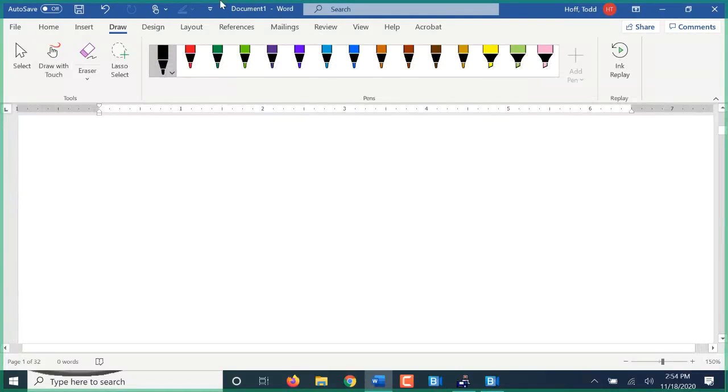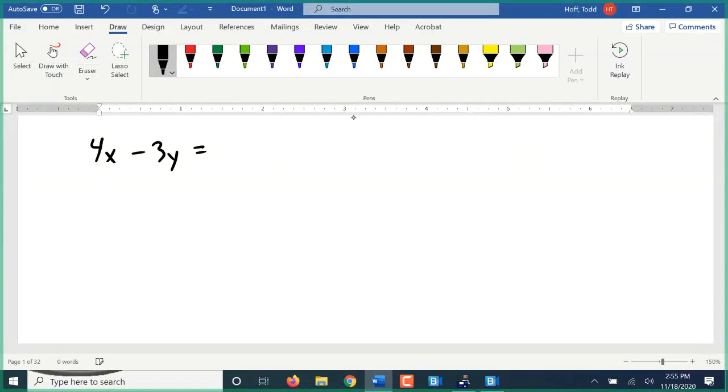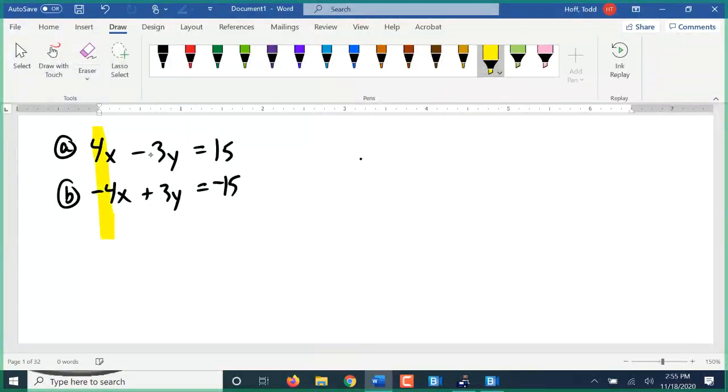So let's go back to that addition method again. We might have 4x minus 3y equals 15. And we might have negative 4x plus 3y equals a negative 15. Well, here, first thing we got to make sure is they're lined up. They're lined up: x's, y's, equal signs, and the constants. It's lined up.